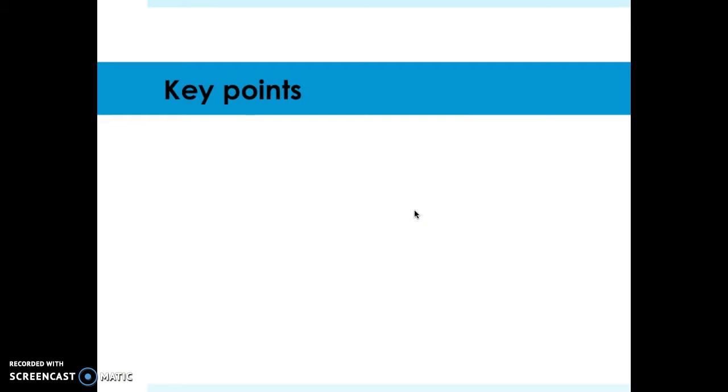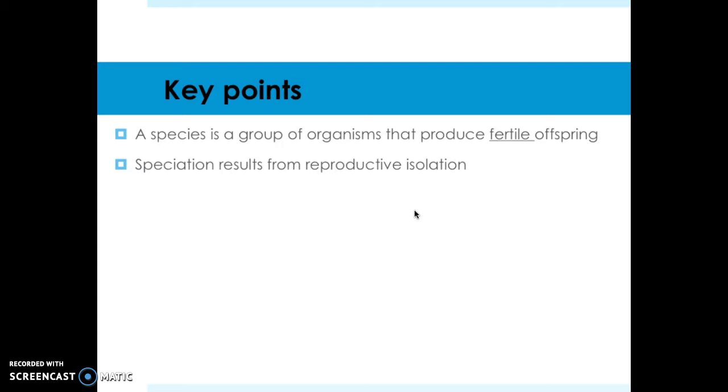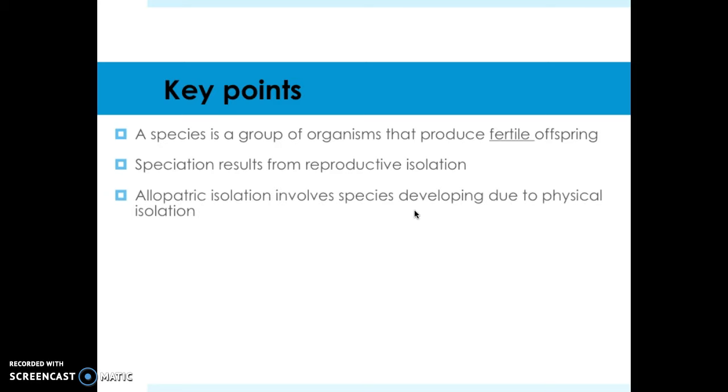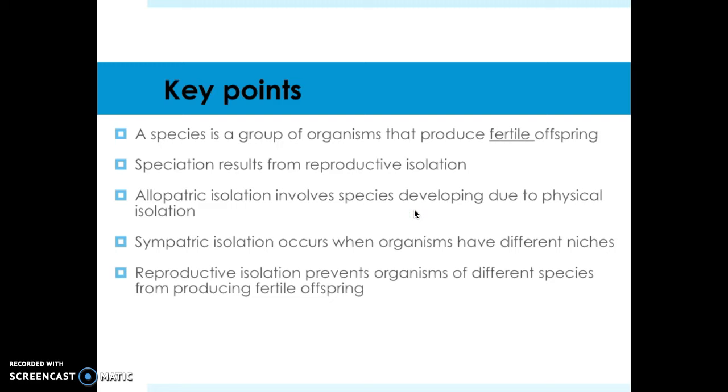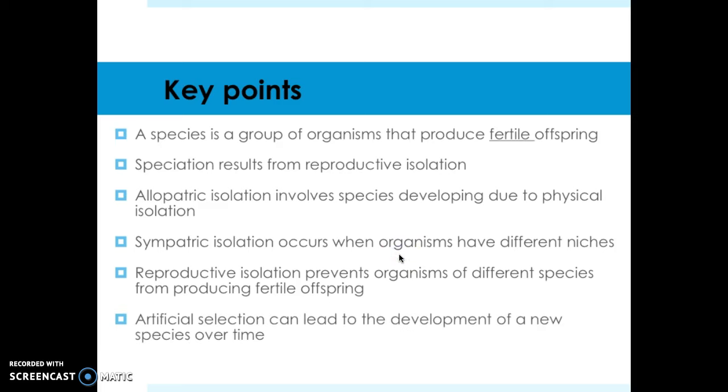We've talked about a lot in this video, so let's go over some of the key points. A species is a group of organisms that produces fertile offspring. Speciation results from reproductive isolation. Allopatric isolation involves species developing during a physical isolation, whereas sympatric isolation occurs when organisms have different niches. Reproductive isolation prevents organisms of different species from producing fertile offspring. And artificial selection over time may lead to the development of a new species.